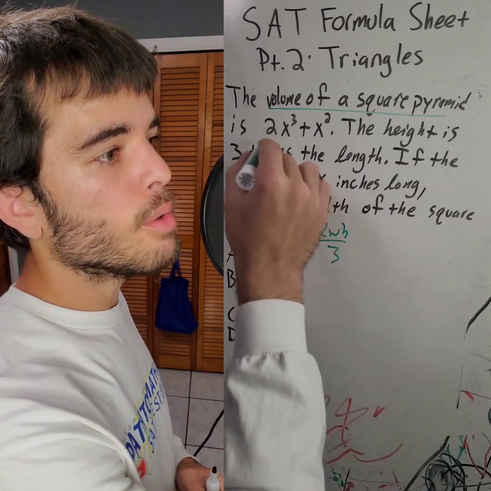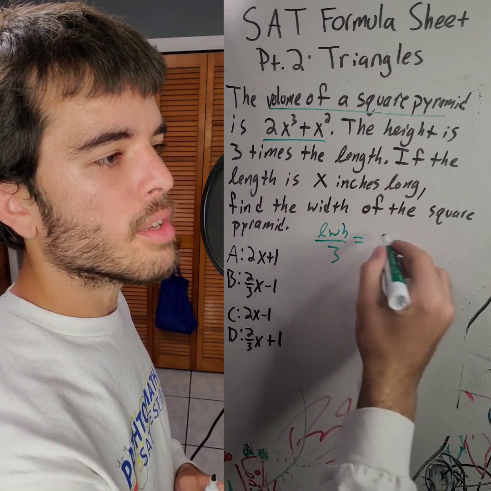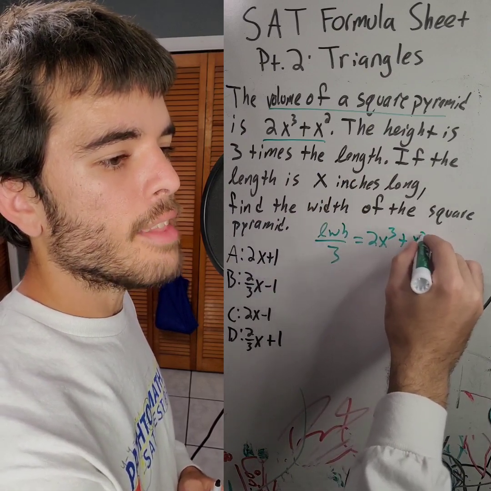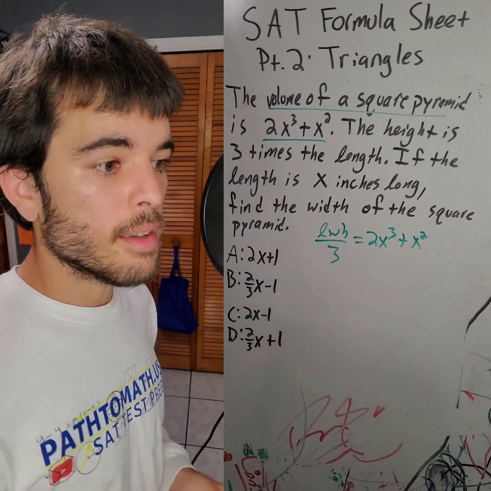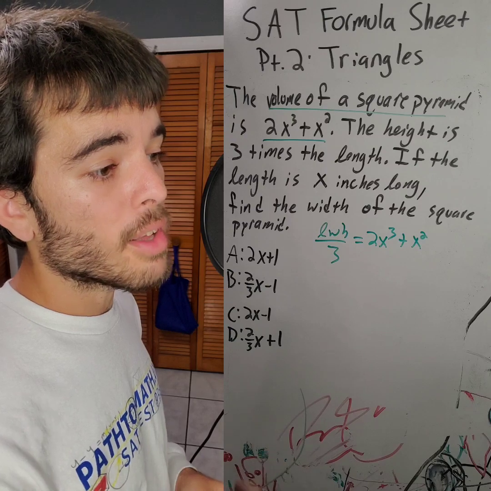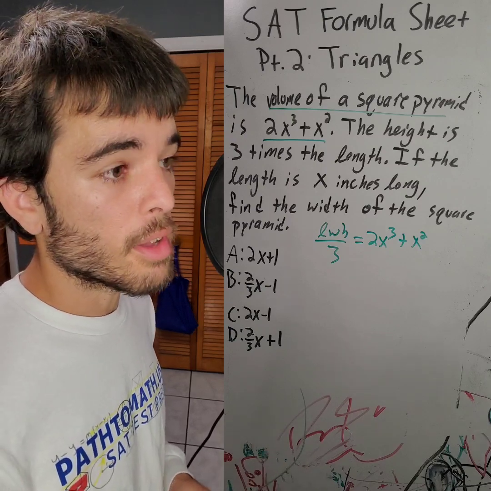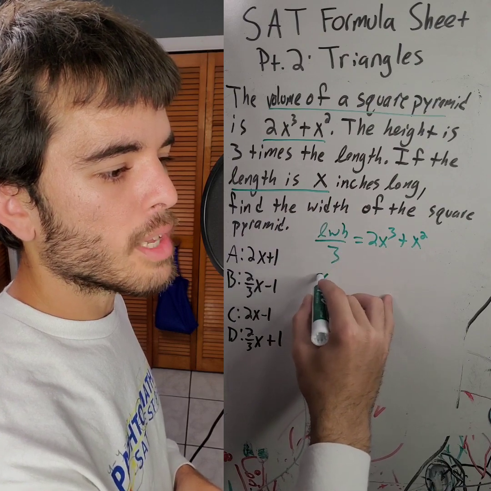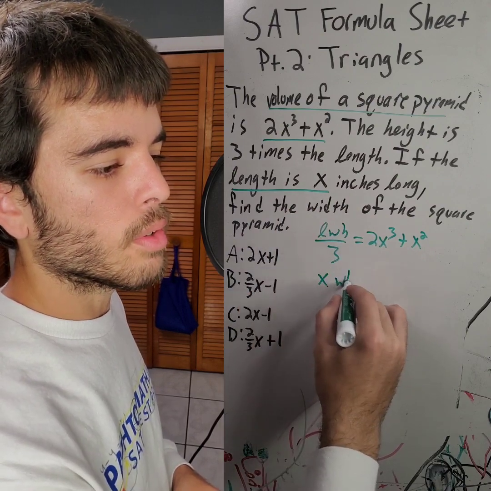They told us the volume is 2x to the third plus x squared, so I can set these equal to each other, the formula and the actual expression that they gave us. We know that the volume is 2x to the third plus x squared. Now we can plug in some of the other variables that we can figure out. They told us that the length is x. So I'm going to replace the L with an x.